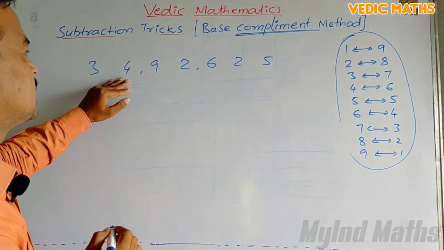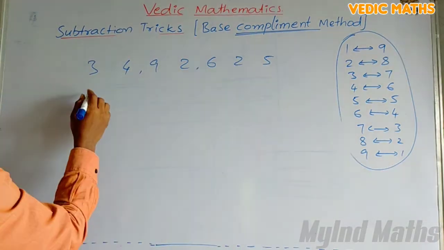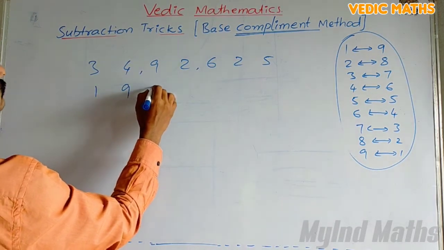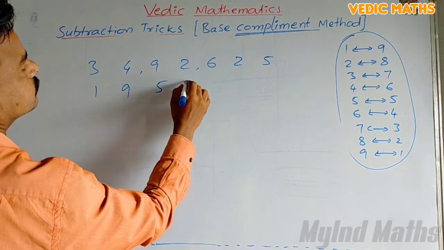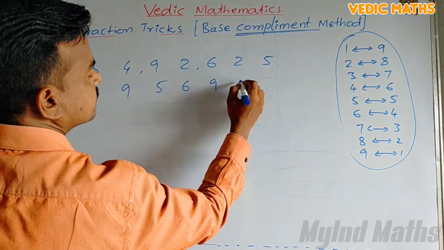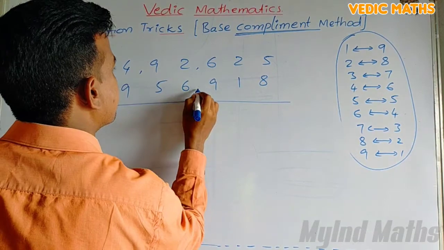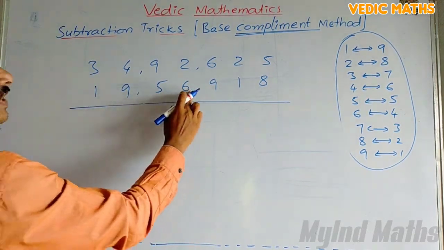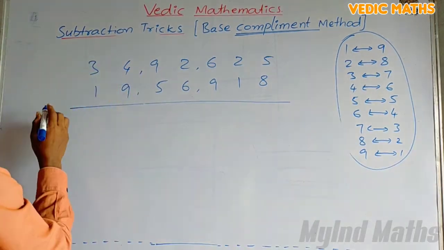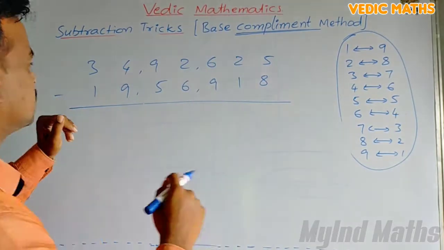The 34 lakhs 92,625 are written, and the next number 90,56,918. We are subtracting this number from this number. Actually, in the regular method, it can take much time.